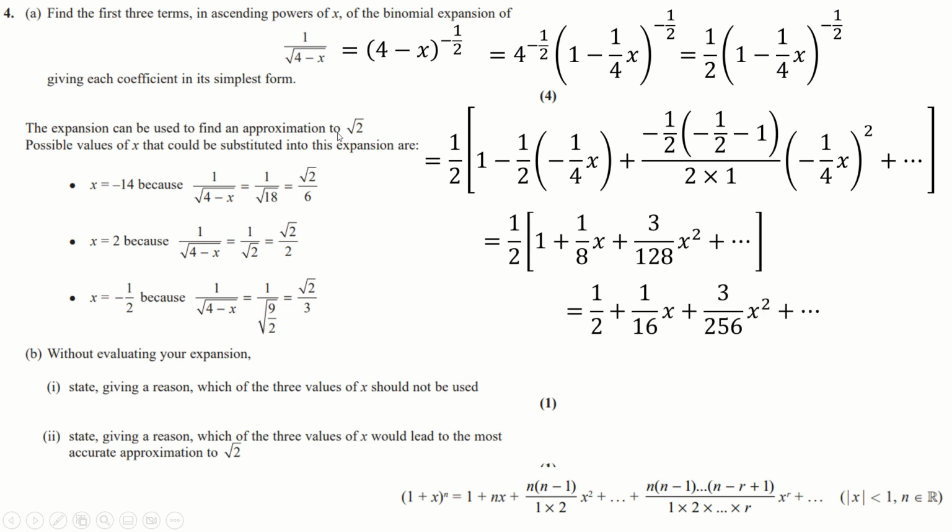The expansion can be used to approximate root 2. So if you put in x is equal to minus 14, then that becomes 18, and 18 is the same, I think, as 3 root 2. And then you rationalize it, and you end up with this here.